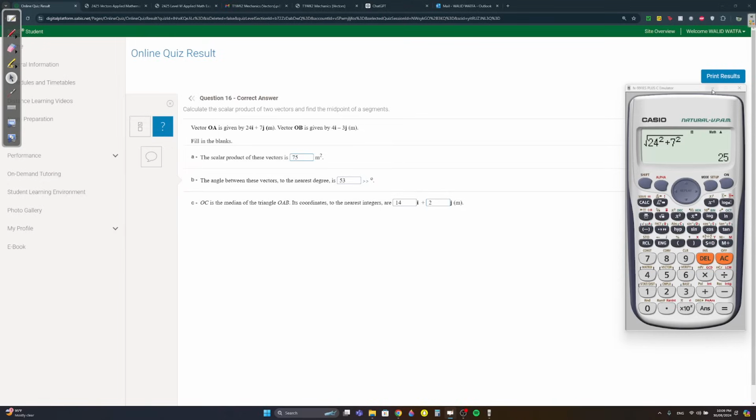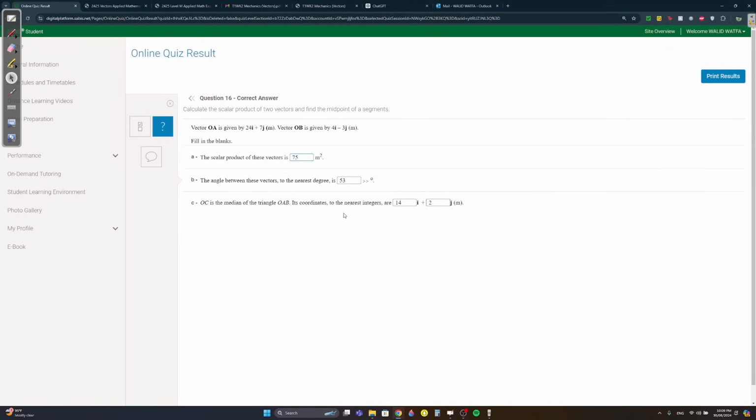Okay, now OC is the median of the triangle OAB. Its coordinates to the nearest integer are what? I'm going to draw it for you so you can easily understand it. Okay, OA is 24i plus 7j. So you have, let's say 24 is over here, 7 is up here. So it's somewhere like this.